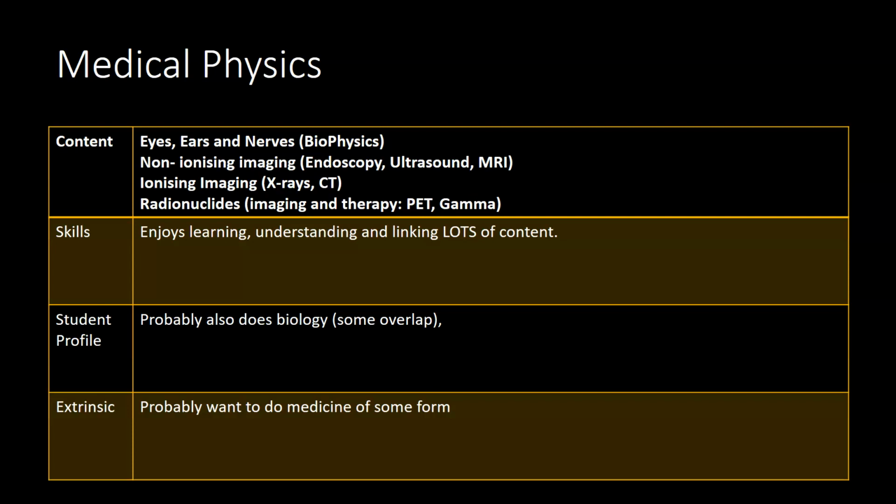Then more traditional imaging techniques like X-rays and CT scans. And then we separate out another ionising techniques, particularly the use of radionuclides. So that might be the use of a gamma camera or positron emission tomography. And also the use of radionuclides in therapy. So radiotherapy, usually for the treatment of cancerous tumours.